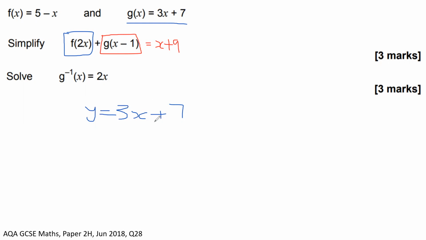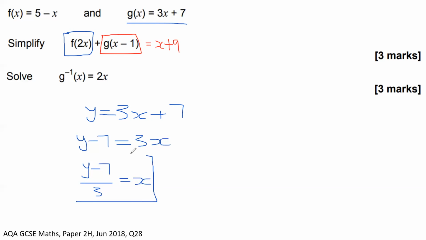Just as if we were going to solve this equation, we start off by subtracting 7 from both sides. That will give us y minus 7 on this side equals 3x. Then to solve this for x, we'll divide both sides by 3. So we'll end up with y minus 7 over 3 equals x. And so this here is the inverse function of g of x. You can see that essentially it's just completely the opposite. We've just done the opposite of this to work out this. So this is our g to the minus 1 of x.